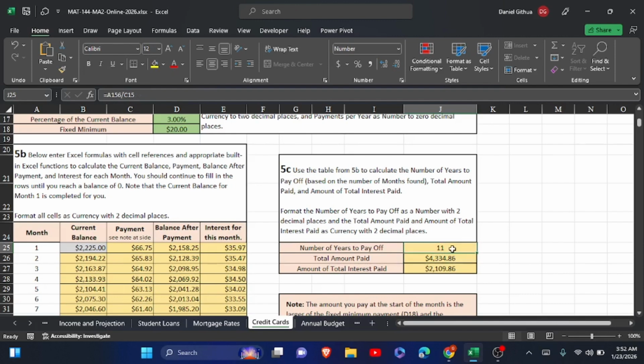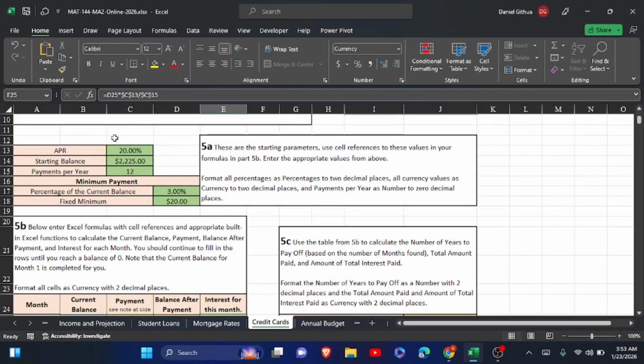You can just use the formulas here. The formula appears up top. That is the sum of all the payments that have been made, the total amount paid. The amount of total interest paid is given here. The payment is computed as the maximum of this value and this formula up here. Then the balance is the current balance minus the payment, and the interest is given by the balance multiplied by the APR divided by the payments per year.